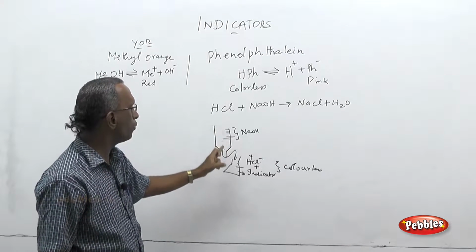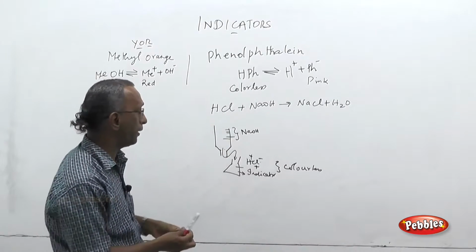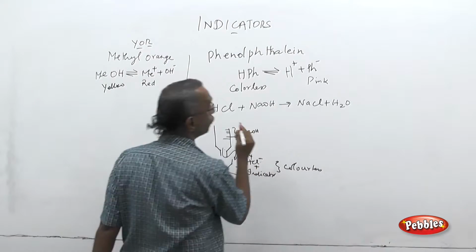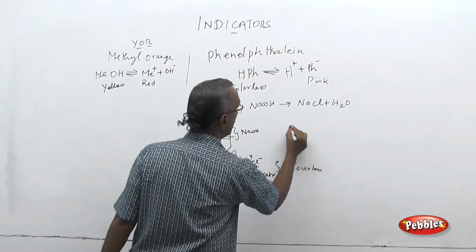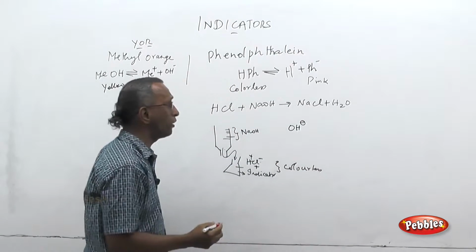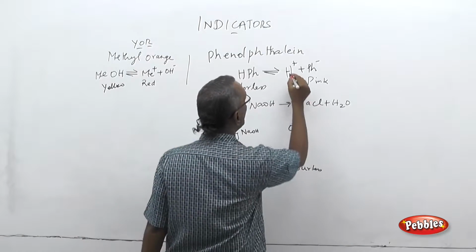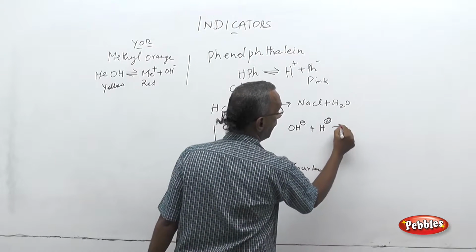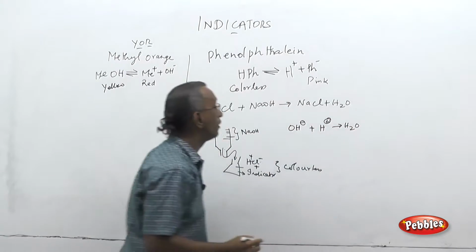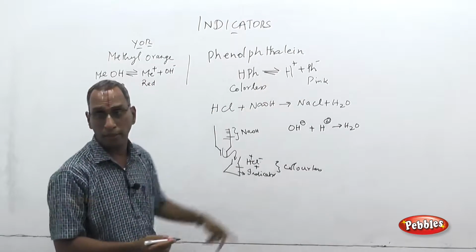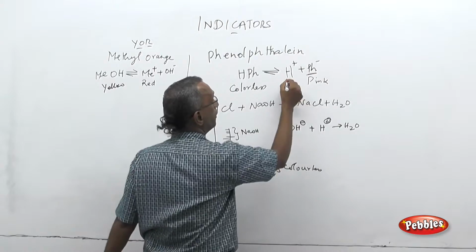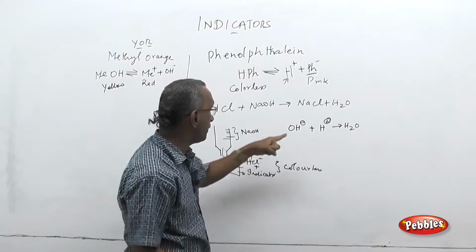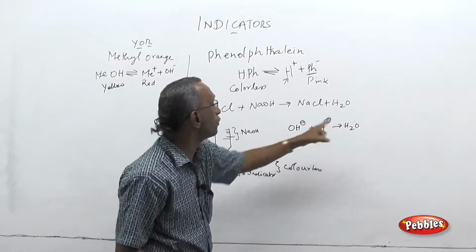From the burette, slowly sodium hydroxide is added. Sodium hydroxide is a base. It is a strong base, means it readily dissociates, forming hydroxide ions. These hydroxide ions combine with H plus, forming water. It is a weak equilibrium. So in this setup, H plus is removed. Phenolphthalein anion is generated. So added OH minus removes the H plus as water.